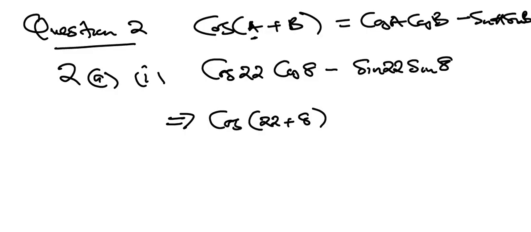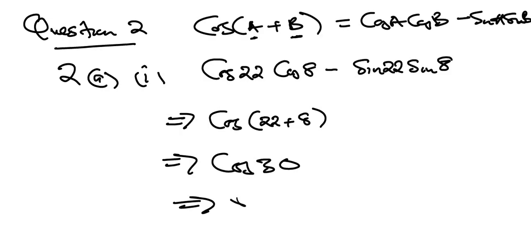The A is 22, the 8 is simply B. So this is what you have. We're just going backwards. So this is the same as cos 30, meaning cos 30 is the same as what? Root 3 over 2. So that's what you have. Hope that's okay. We're just backtracking.